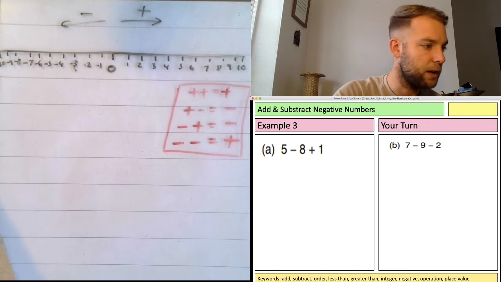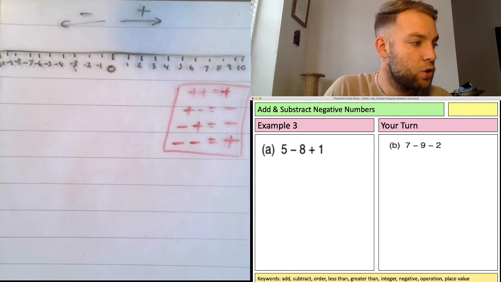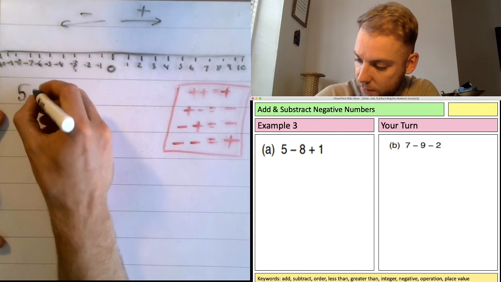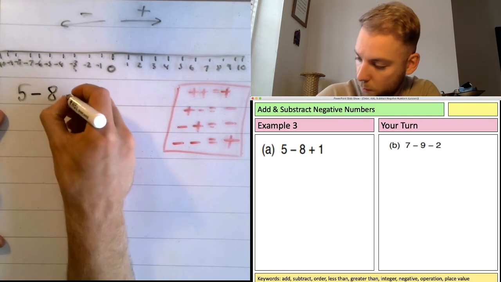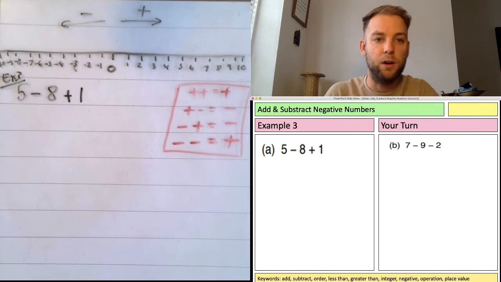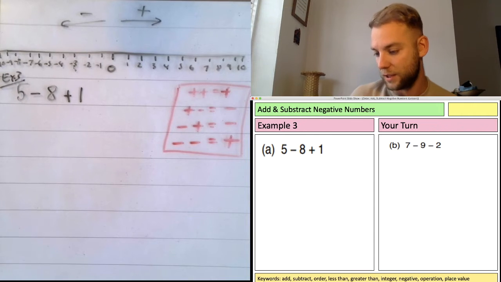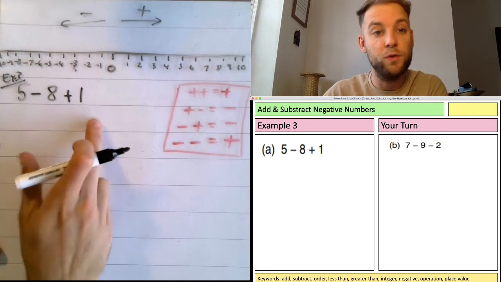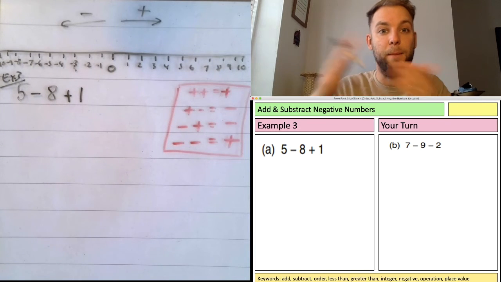Example, where am I at? So let's have a look at these ones then. So my first one is 5 minus 8 plus 1. So this one here is example 3. Now I'll do this one and then I'm going to pause and get you to do the next one. So it's all about where am I starting and what am I doing. Now in this one I've got 2 steps, haven't I? Subtract 8, then plus 1.